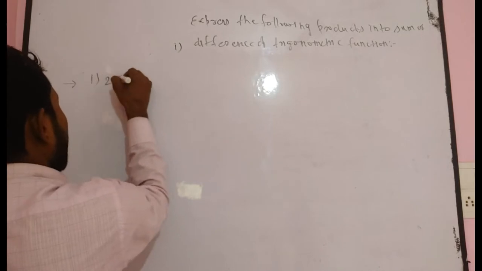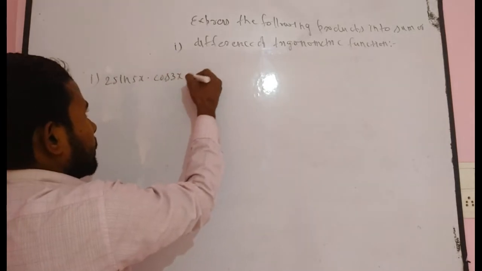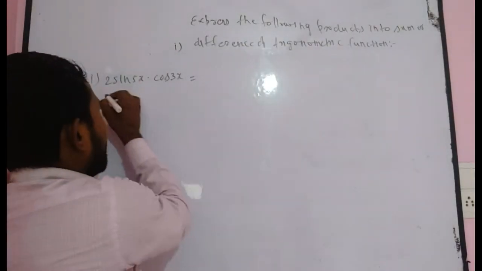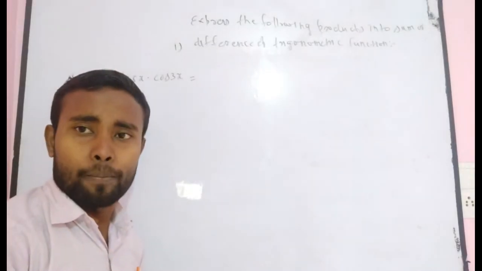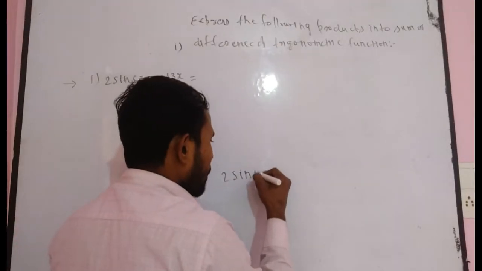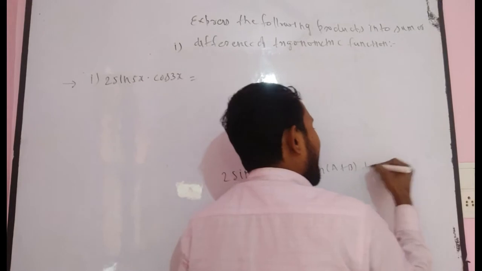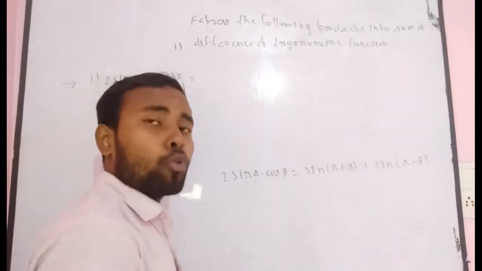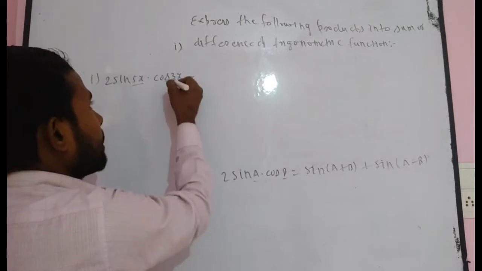It is given that 2 sin 5x into cos 3x. How can you convert this trigonometric function, which is given as a product, into a sum or difference of trigonometric functions? As you know, 2 sin a into cos b is equal to sin (a plus b) plus sin (a minus b). Here a and b are two different angles, so a is equal to 5x and b is equal to 3x.